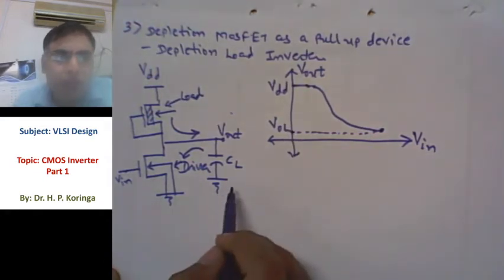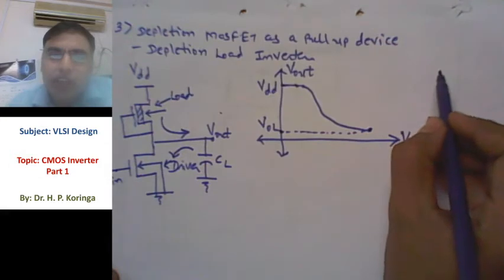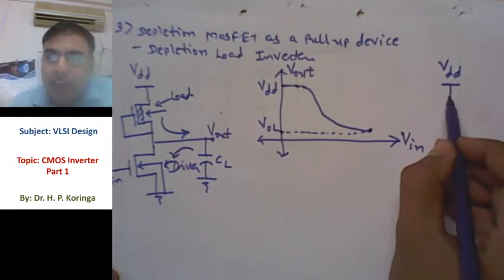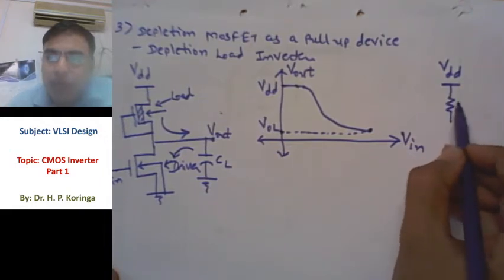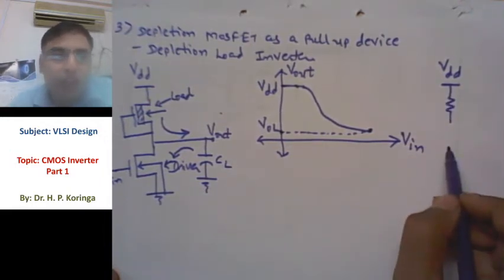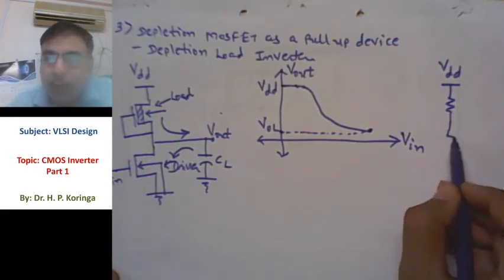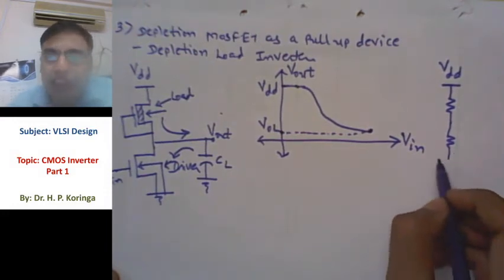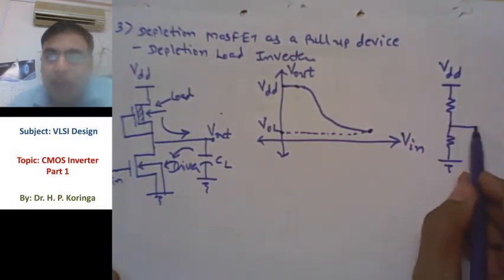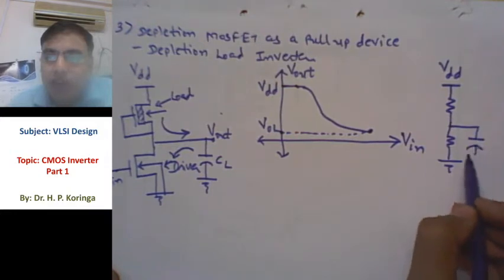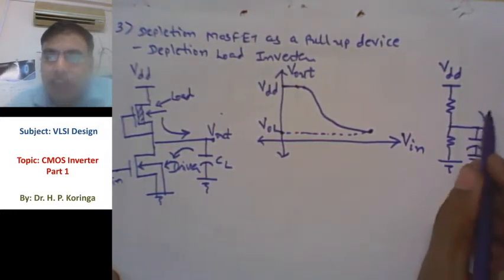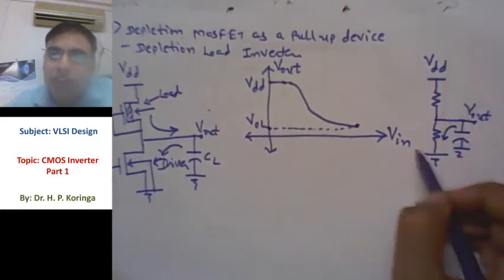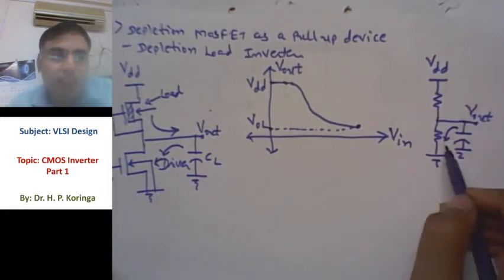Why does it not go to zero voltage? Because when the input is logic 1, both MOSFETs operate in conduction. So the load is also conducting, and it can be replaced with a non-linear resistor. The driver MOSFET is also conducting, and it can be replaced with another non-linear resistance. And the voltage across the load, here the output voltage, cannot go to 0. So here the output voltage is the voltage division of VDD.